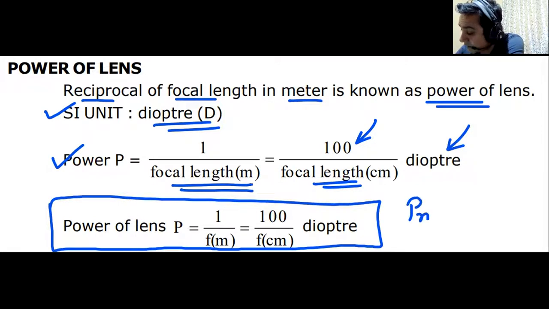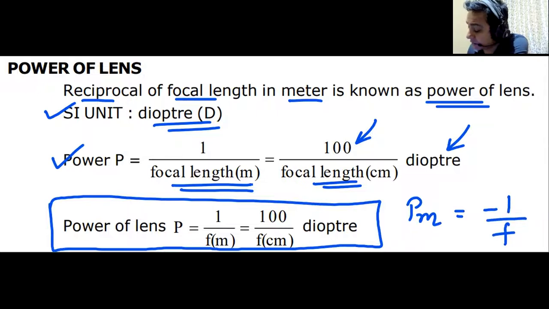Power of a mirror was minus 1 by F. Now, here again, when I write the letter F, this F stands for the second focal length. Do we understand this? Yes, so I'll just give you a minute to note it down.